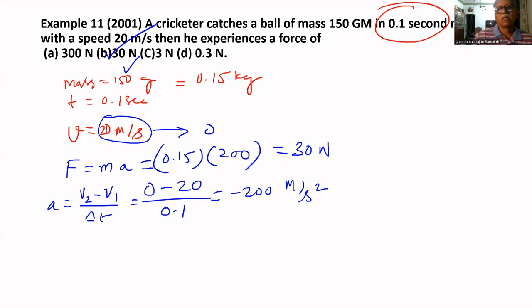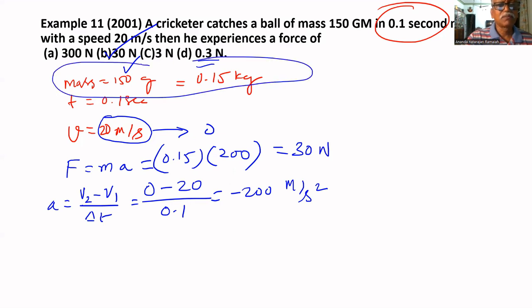Why are they giving 300? If you use 150 as such, what will you get? That's why this 0.3, 300, these are all given, whether you know that conversion or not.